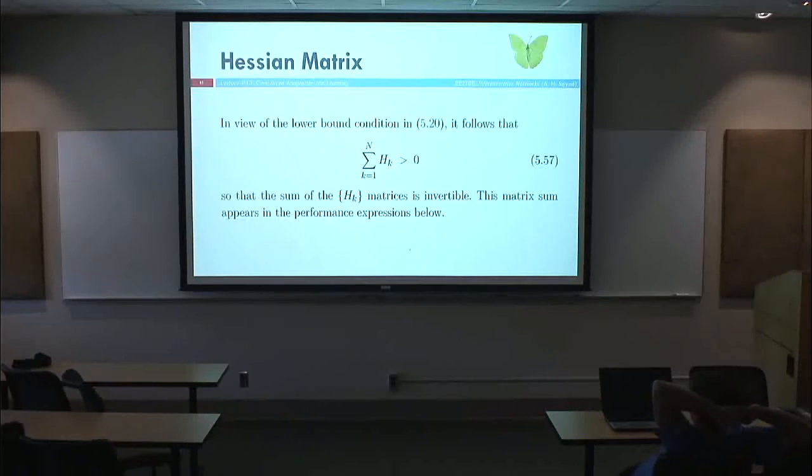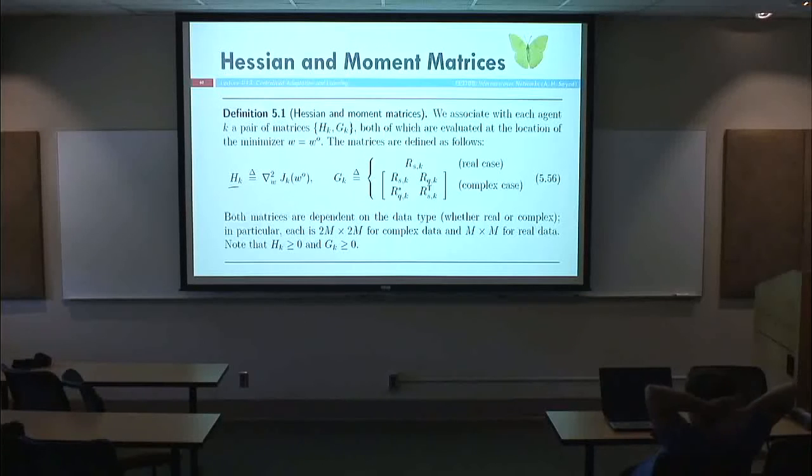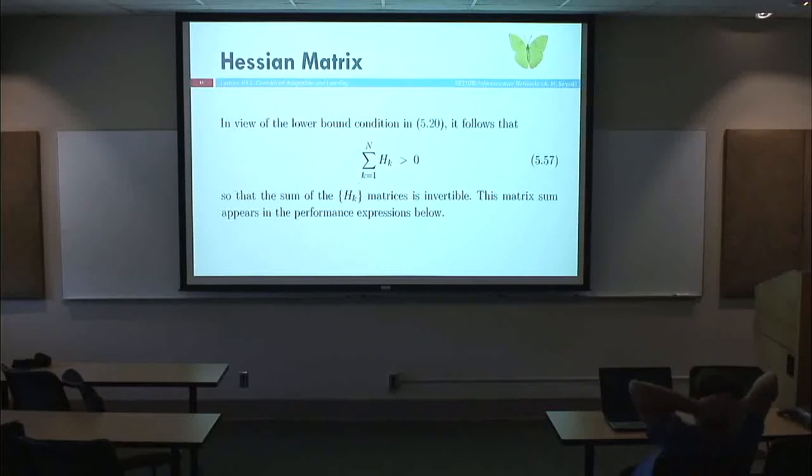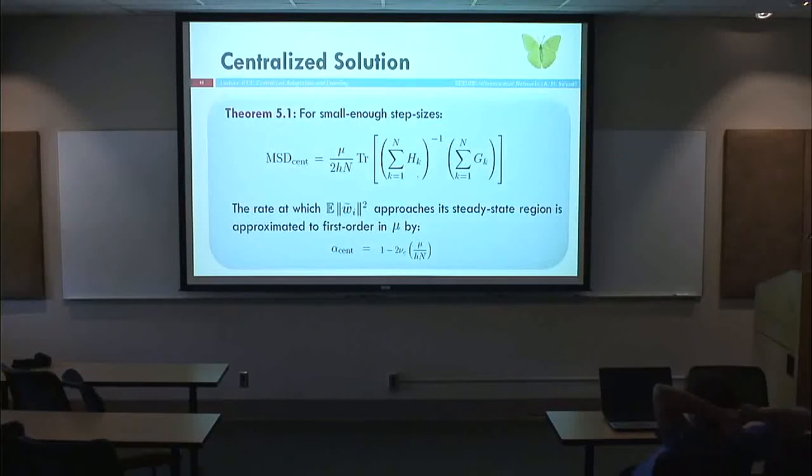Because at least one of these is strongly convex, like we said, then at least one of them is uniformly bounded from below, so the sum is definitely positive definite, and therefore invertible. Because the inverse of this sum will appear in the expression, I need it to be invertible. And this is the result.